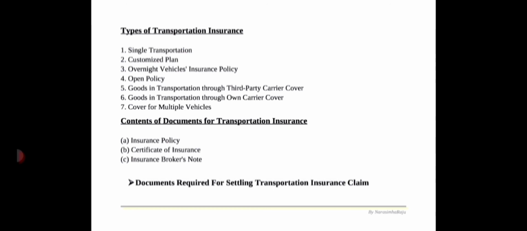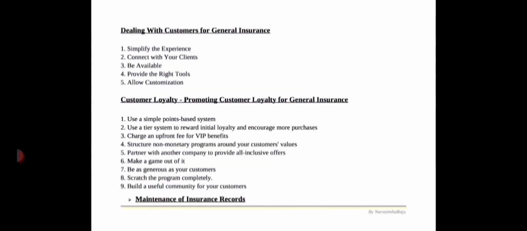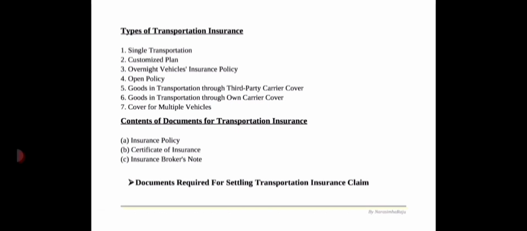And the last one is the insurance broker's note. It indicates insurance has been made pending issuance of the policy or certificate. However, it is not considered to be evidence of a contract of insurance. Various documents required for settling the transportation insurance claims can be discussed as follows. For the claim process, documents like the survey report, original invoice of goods in transit, landing bills, a duly filled and signed claim form, details of shipping, the correspondence done through carriers and copies of carriers, and any other documents as mentioned by the insurance provider should be submitted.